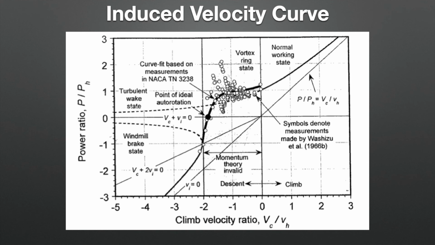You can note in this graph, power ratio versus climb velocity ratio, that as the descent velocity increases, the induced velocity decreases, and it moves smoothly to 0 at high descent rate. The other solution to the quadratic, which is denoted by the broken line in this figure, violates the assumed flow model and so is a non-physical solution.